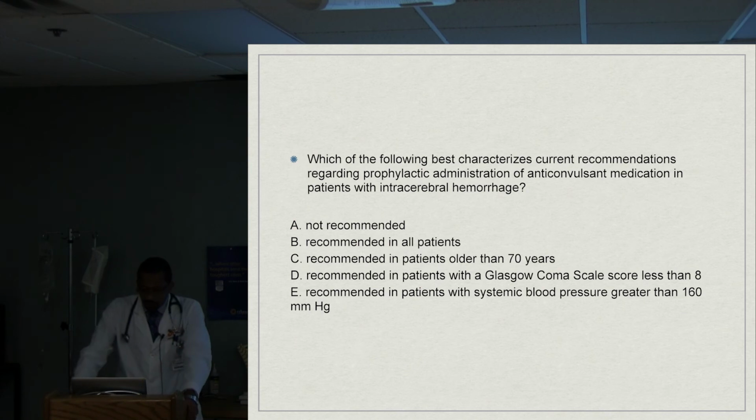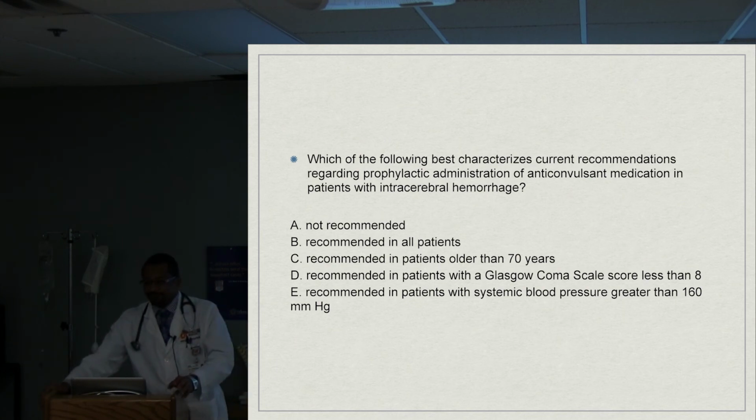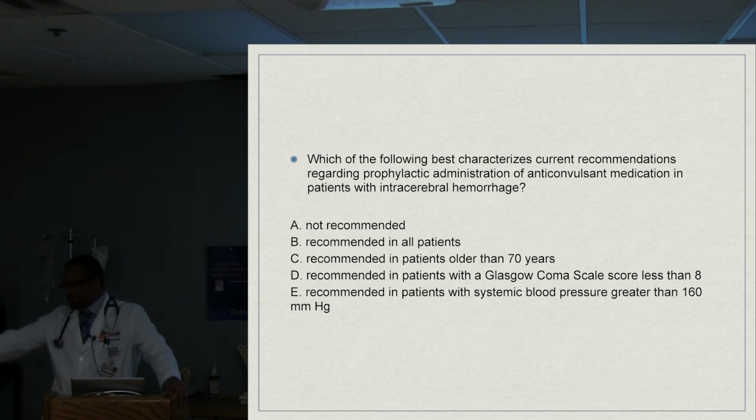Now this is the last one. Which of the following best characterizes the current recommendation regarding prophylactic anticonvulsant medication in a patient with intracerebral hemorrhage, someone with a bleed in his brain? And this is important, I put it there. I'm sure you see it commonly, they are on seizure medications. So what is the recommendation? Not recommended, recommended in all patients, recommended in patients older than 70, recommended in patients with Glasgow Coma Scale less than 8, and recommended in patients with systemic blood pressure greater than 160. This is the last question.